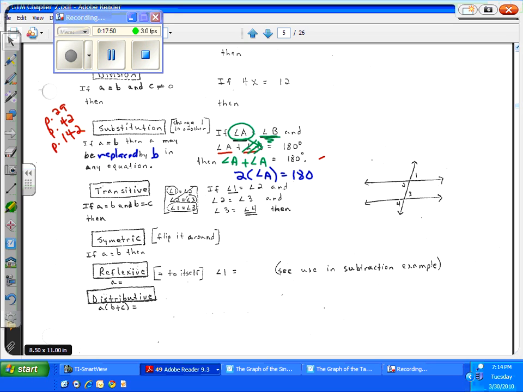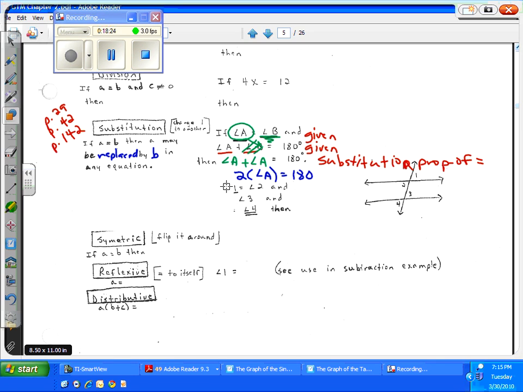The reason I can make this statement is the substitution property of equality. This statement would be given, because it said if, which is given, and this statement would be given, and then the conclusion, angle A plus angle A equals 180, would be from the substitution property of equality. We replaced angle B with angle A because they were equal. I'm going to kind of clean some of this out.